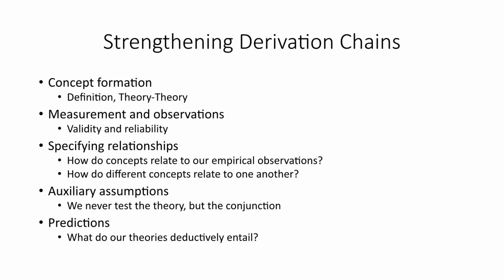And so being able to clearly lay out exactly what our theory refers to, in terms of how our measurements relate to the phenomena that our concepts denote, and how different concepts relate to one another, and potentially causally, helps us ensure that our theory is strong and makes clear what exactly it entails.